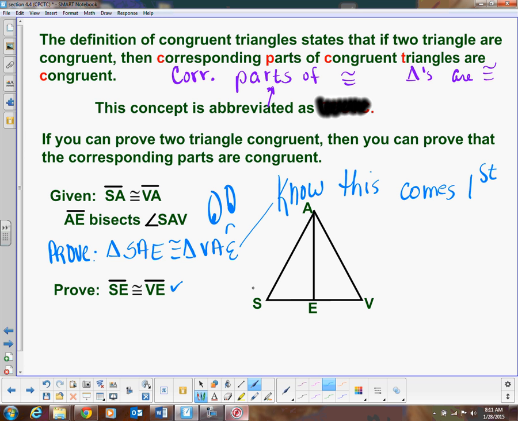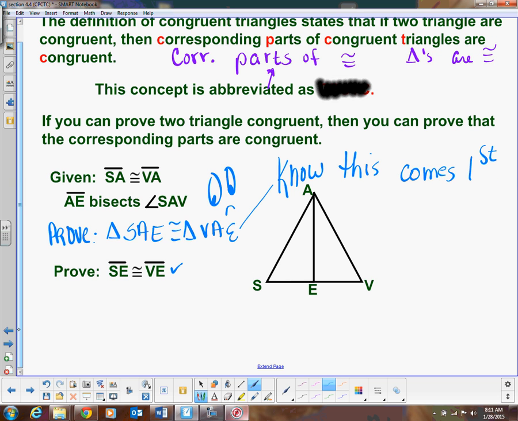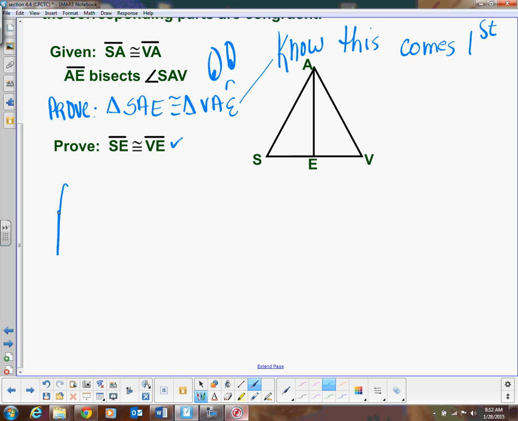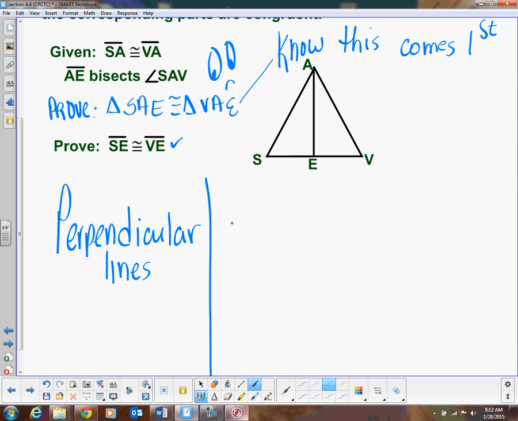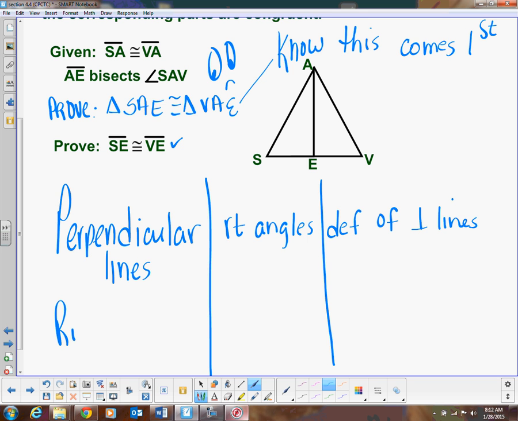So what I'm going to do is ask what problem you would like me to do from the homework. Maria? 5. So I'm going to do 5. Oh, on your major terms, add this. This is the left column. Perpendicular lines. All right, if you're given perpendicular lines, what do we look for? We look for right angles. And what is the justification to state they're right angles? Definition of perpendicular lines. All right, do you have right angles anywhere on there?